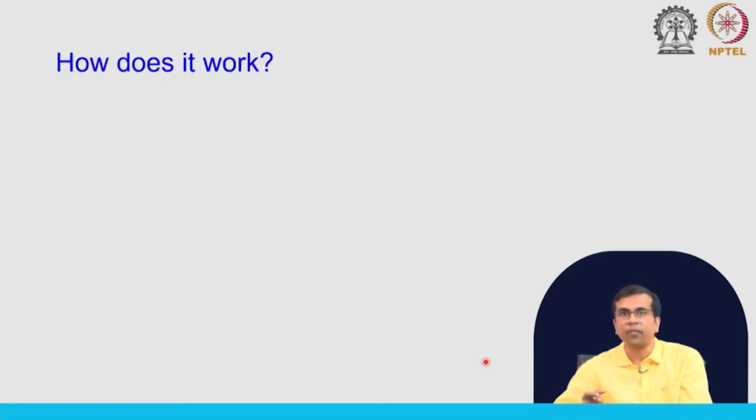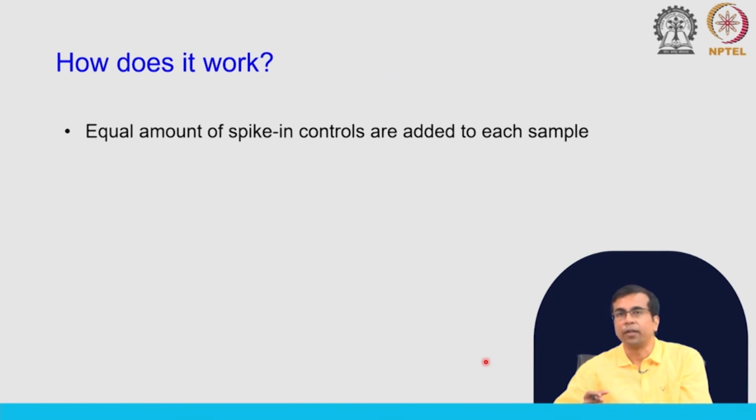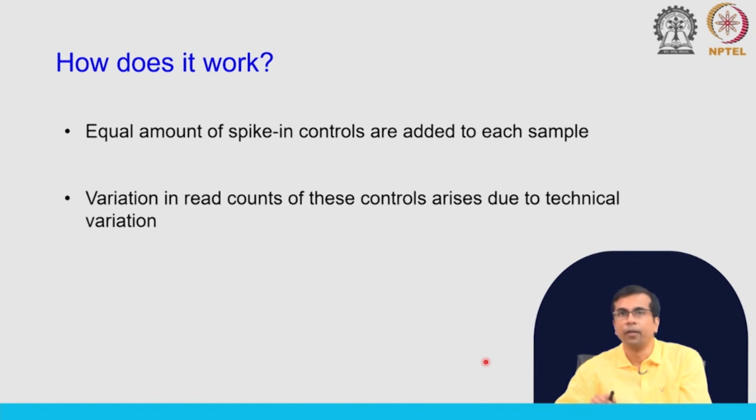So how does this method work? What we do is add an equal amount of spike-in controls to each sample. If you have 16 samples, we add exactly equal amounts of the spike-ins to these samples. There is no biological variation here, because we are adding this manually, after the RNA extraction. After we have purified the RNA, we add this and then do the same steps for library preparation, sequencing, etc.